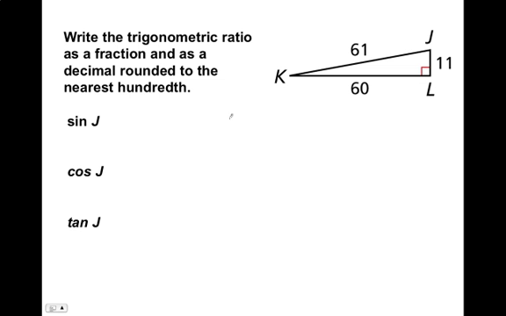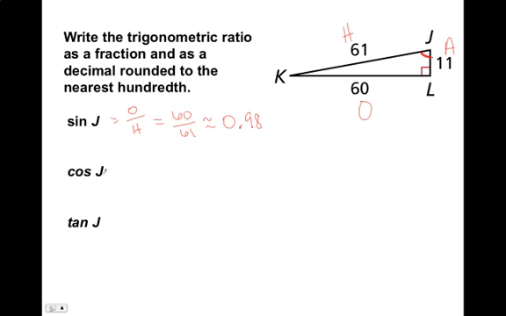We need to write the trig ratios as a fraction and as a decimal to the nearest tenth. Notice, we're all talking about angle J. So we're going to mark angle J. We're going to label the opposite side, the adjacent side, and the hypotenuse. The sine, remember, is the opposite over the hypotenuse. So now we just plug in our values, which is 60 over 61. So there it is, a fraction. You can type 60 divided by 61 in the calculator, and you get that it's about 0.98.